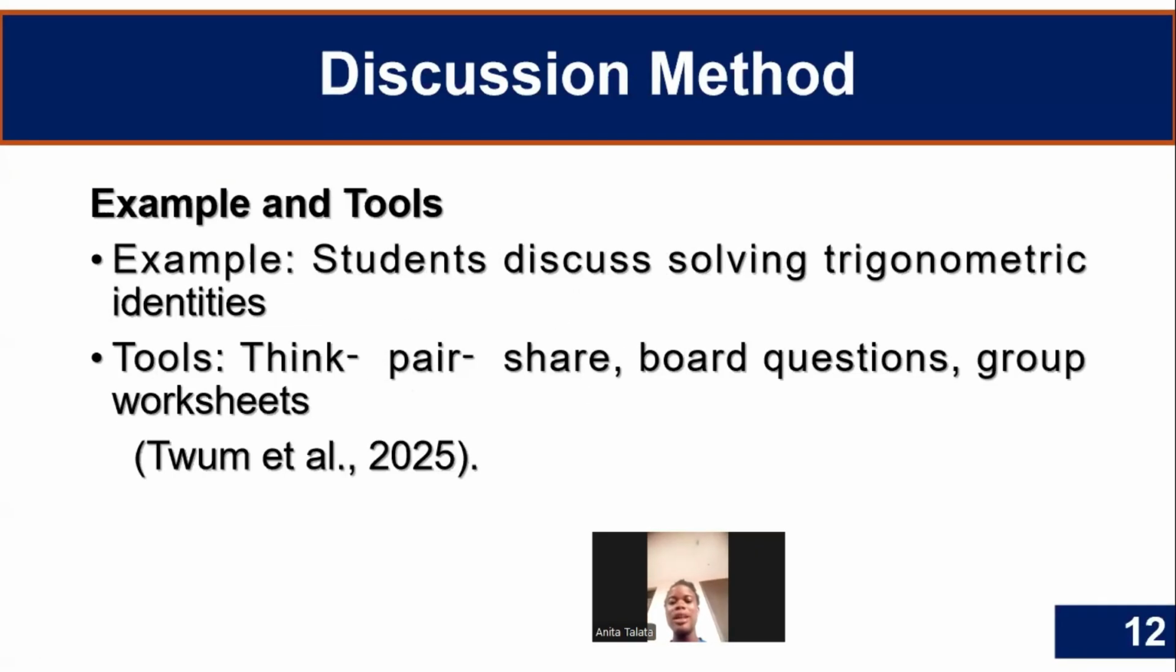Examples and tools. For example, students discuss solving a trigonometric identity. When you put students into groups, they are able to share ideas and explain the identities of trigonometry for them to understand better. The second one is the tools they use: think-pair-share, board questions, group worksheets. The students think alone, then they share with a partner to understand what the teacher teaches.